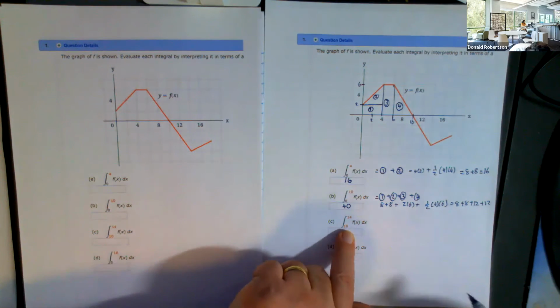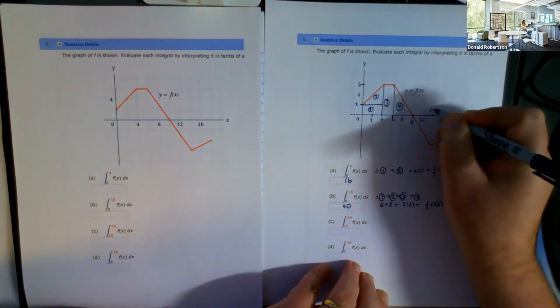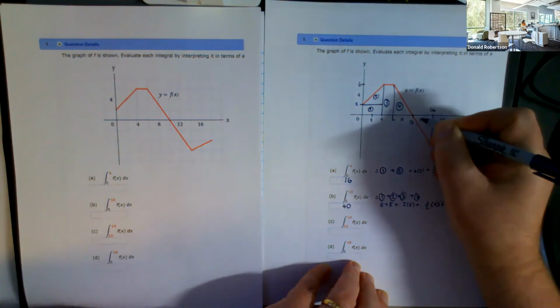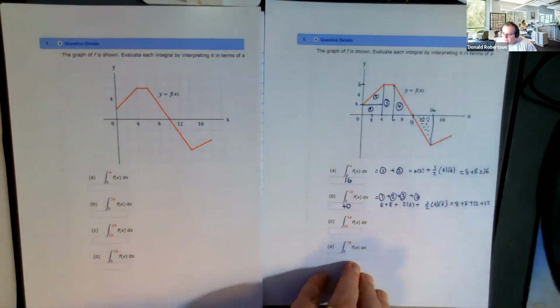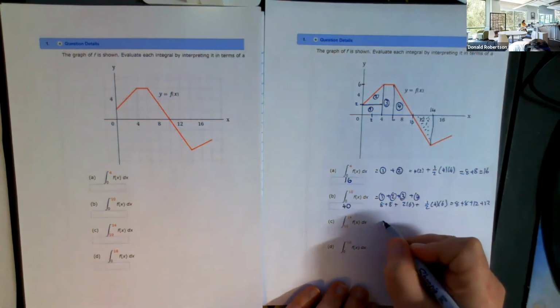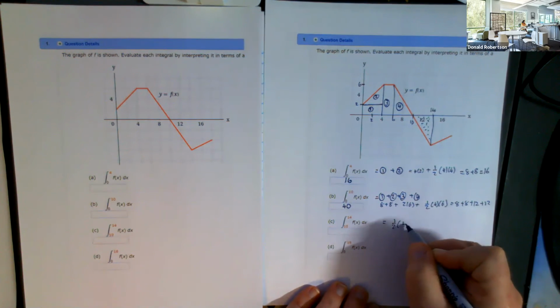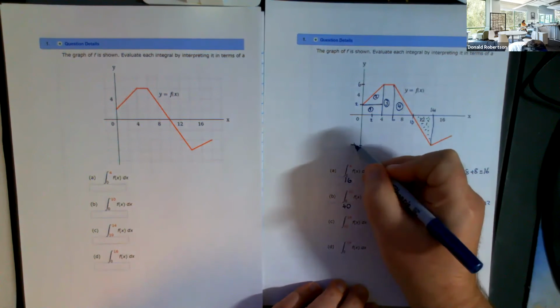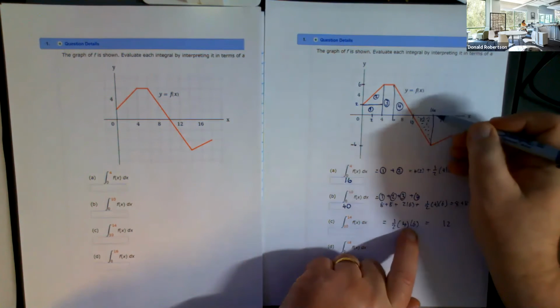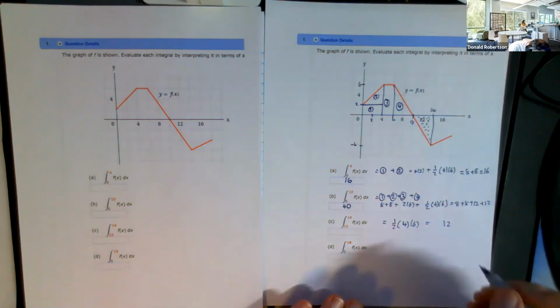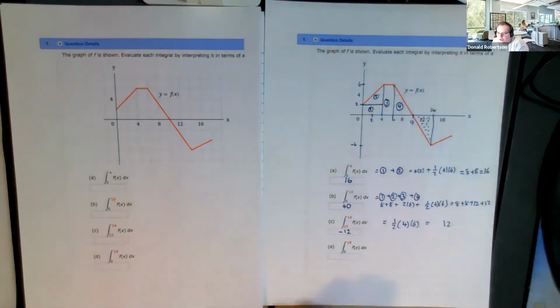So, if you want to find 10 to 14, which is basically just this piece here, would you agree that's just a triangle? From 10 to 14, the answer is a half, its base, times its height. What would that be? 4 times 6, and half of that is 12, I believe. Let's check that. 4 times 6, yeah. But because it is underneath the x-axis, its integral, its net area, is -12.